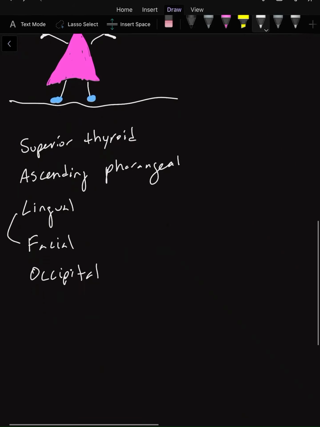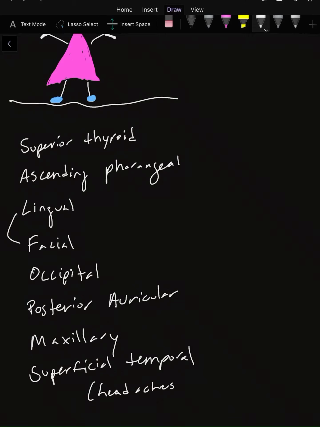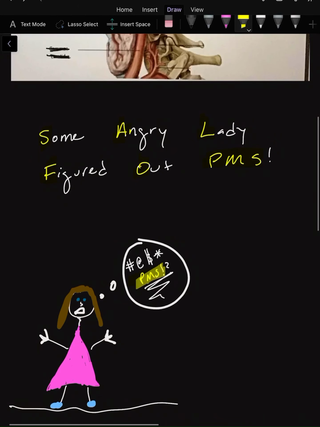We have the occipital, so that's going to supply the back side of our head. Our posterior auricular. Auricular, if you guys remember, is for ear, so that's going to run kind of behind our ear. We have our maxillary. Maxillary is going to go inside the face, and supply most of the deep muscles of the face. And we have the superficial temporal, and that's up here, and that's going to be our headache artery. So if you have a headache, it's from the superficial temporal artery. So highlighting here, some angry lady figured out PMS. Very cool. All right, pretty easy.